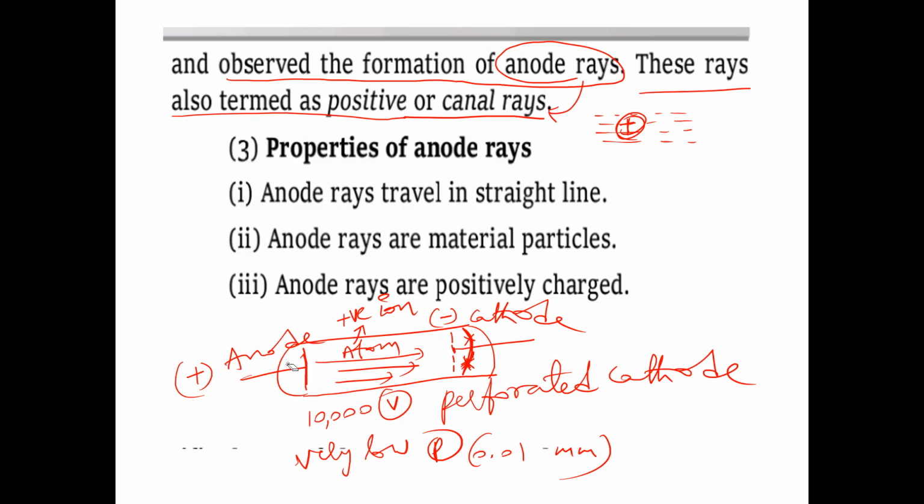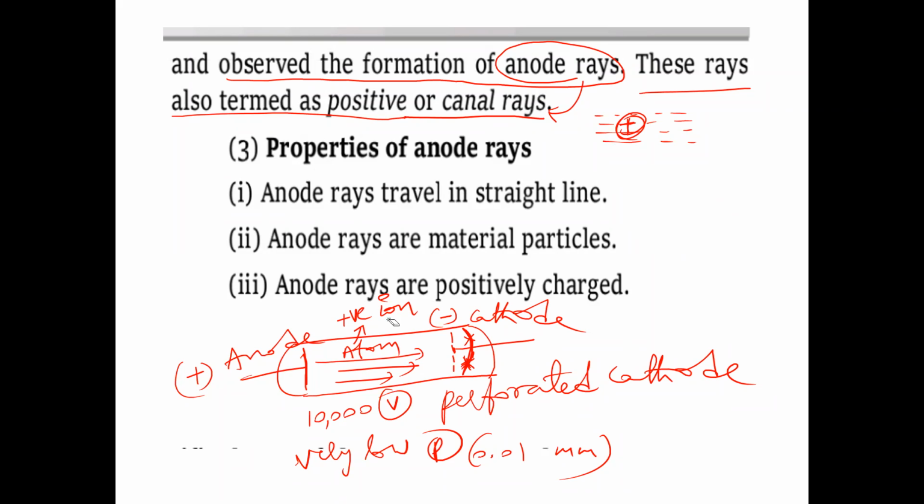Is that clear? When we apply high voltage at low pressure, the atoms of the gas taken in the discharge tube will be changed into positive ions. These positive ions will be attracted towards the negative cathode. That's why the flow of positive ions towards the cathode is nothing but anode rays, or canal rays.